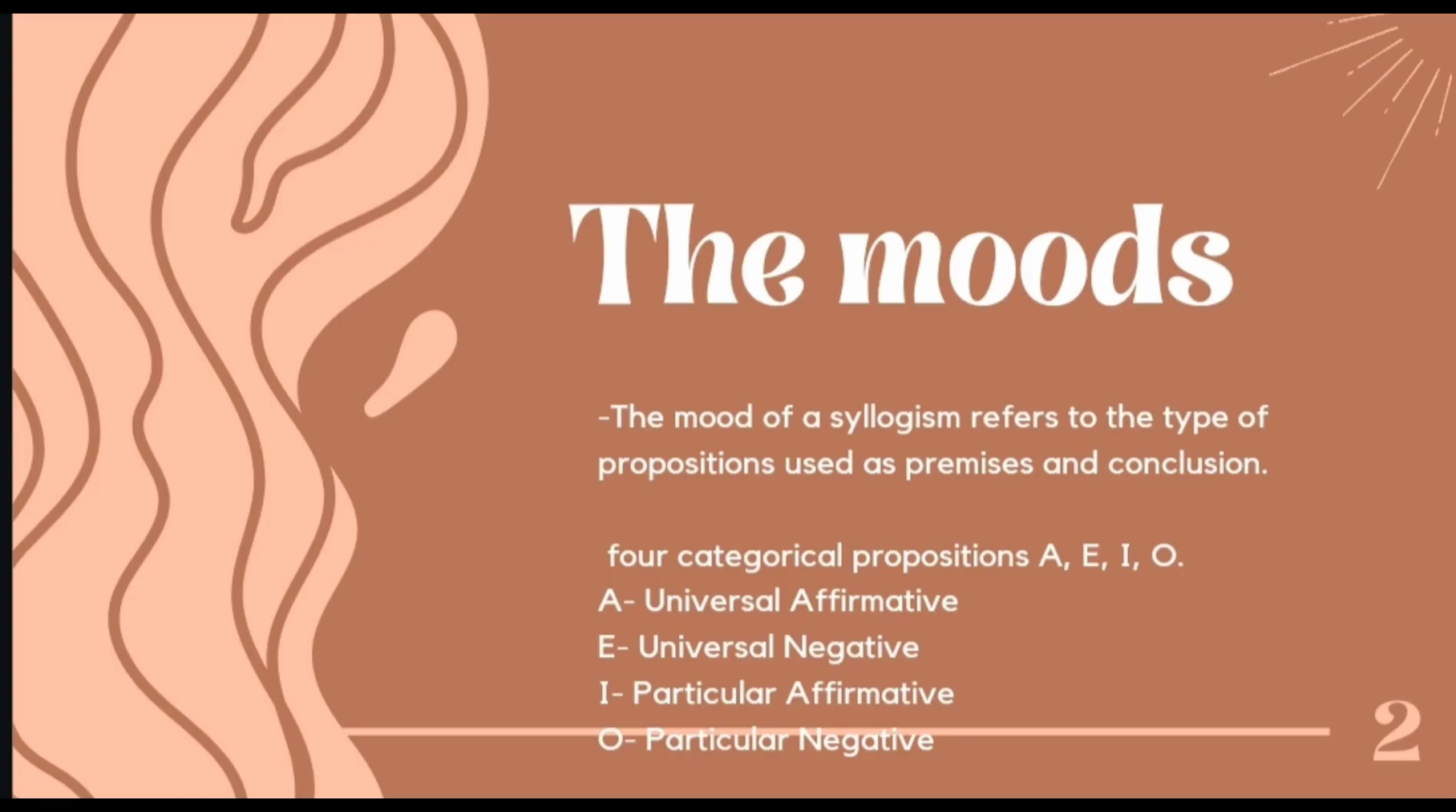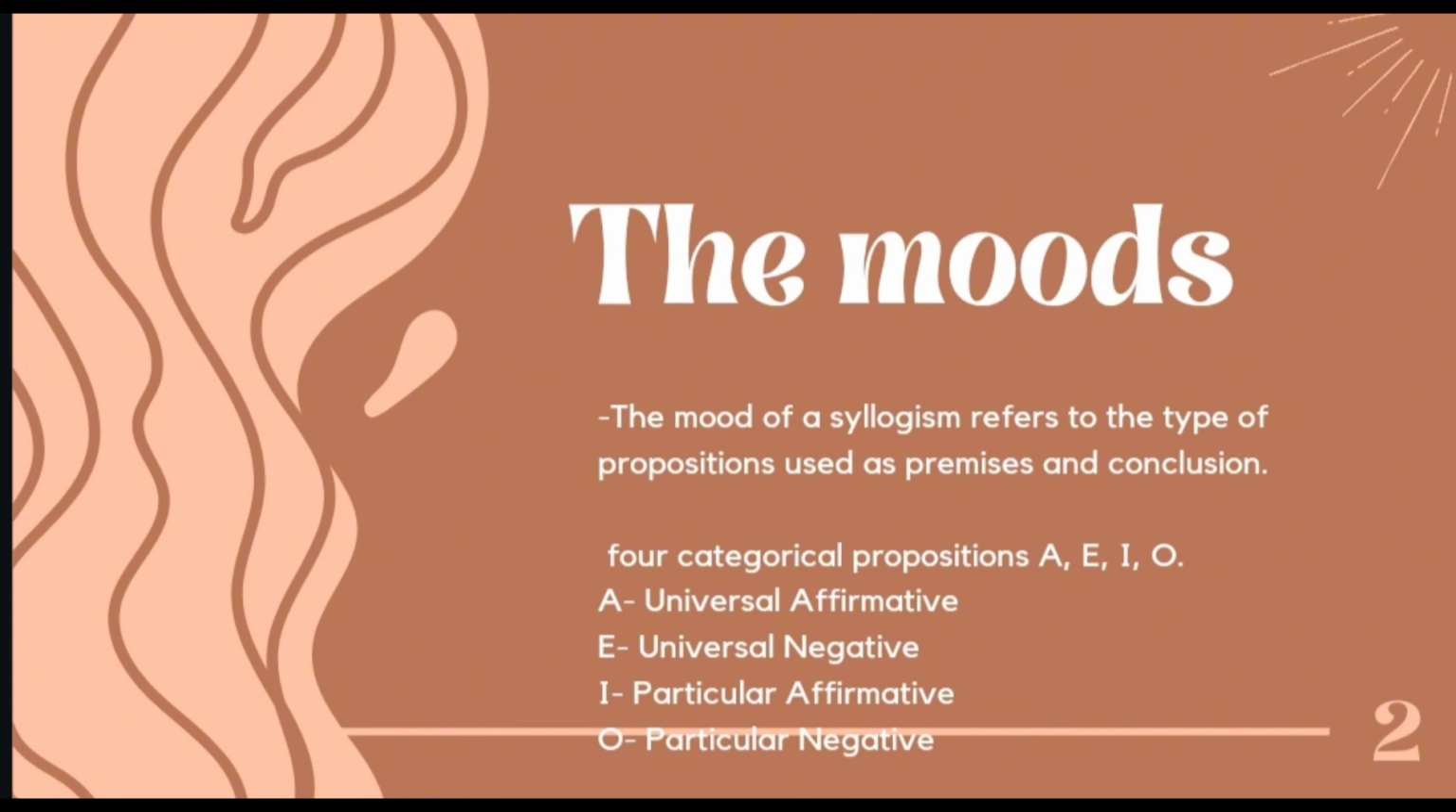The moods. The mood of a syllogism refers to the type of propositions used as premises and conclusion. In syllogistic logic, there are four categorical propositions: A, universal affirmative; E, universal negative; I, particular affirmative; and O, particular negative. By combining these propositions in different ways, we get 16 possible moods.